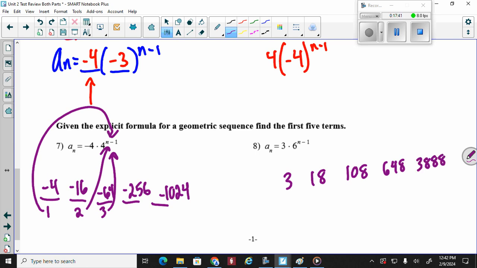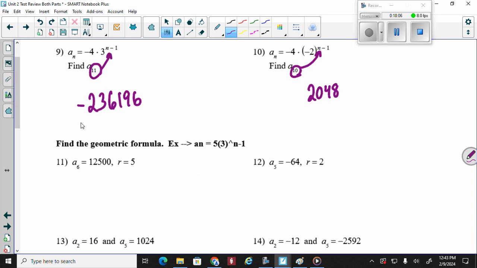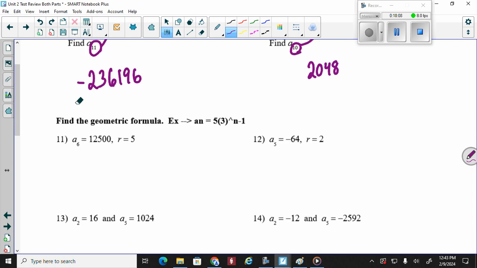Yep. Okay. All right, question number 9. Find a of 11. Very simple. Take 11, plug it in there. For 10, take 10, plug it in there. All right. This should be very simple. In fact, based on your quizzes, I would probably say 90% of you are getting this right now. All right. 10 would be 2048, I believe. Yep, 2048. All right. Question number 11, 12, all that good stuff.